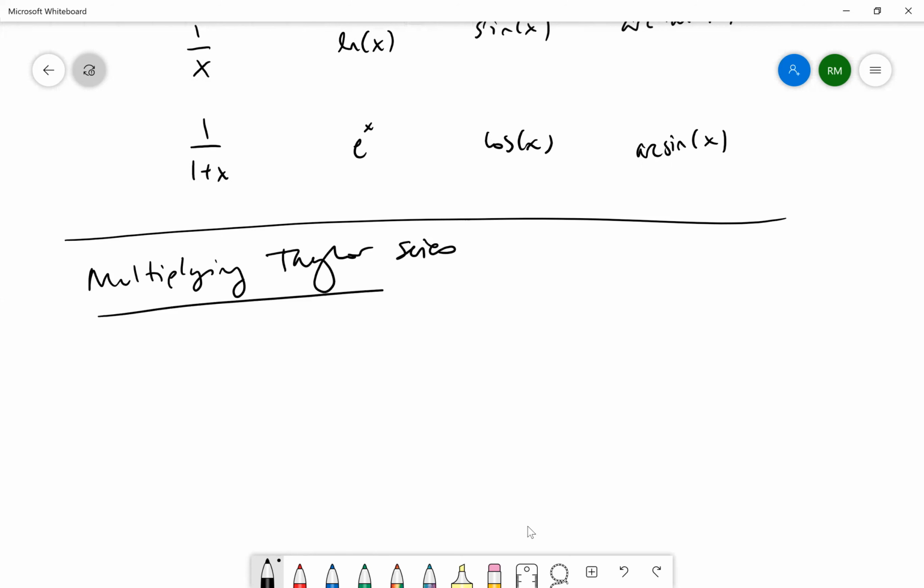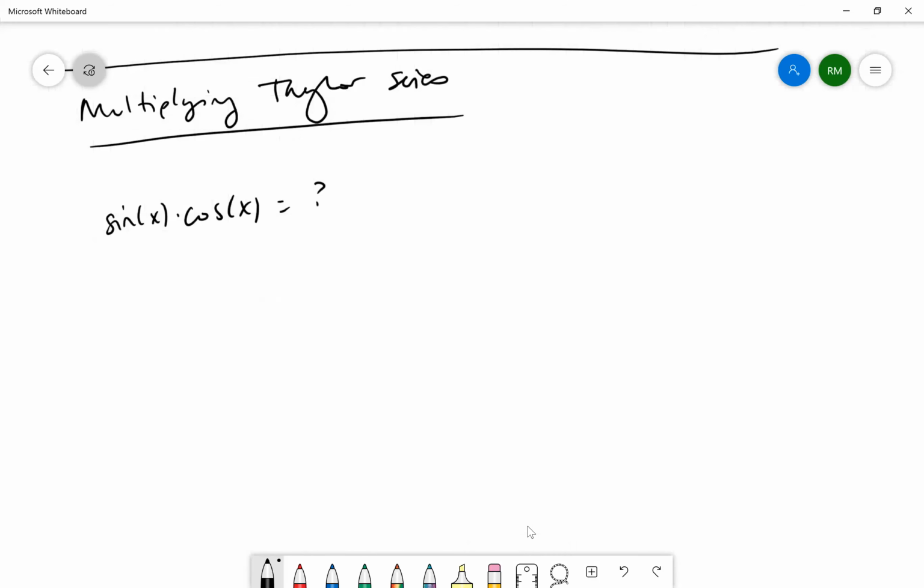Okay, so today we're going to practice multiplying Taylor series. This is essentially like multiplying polynomials, but you can do it infinitely. So we're going to practice finding the Taylor series of sine of x times the cosine of x, and we'll find the first few terms.